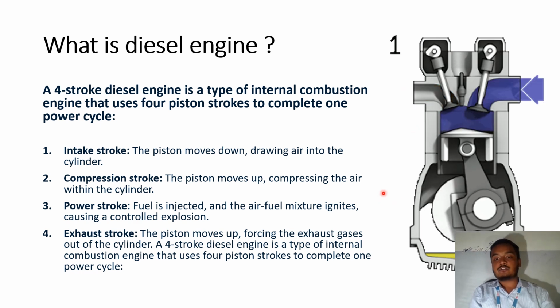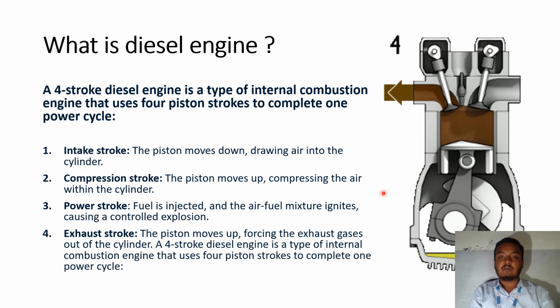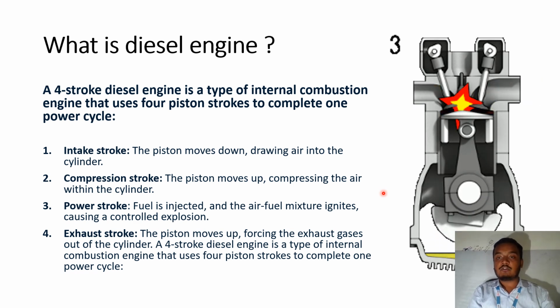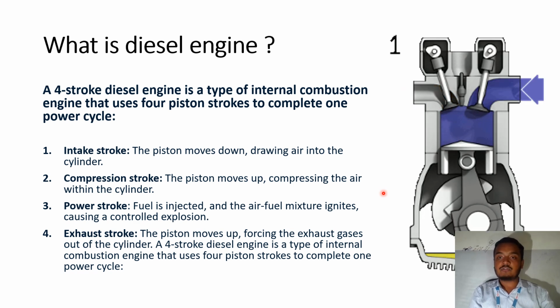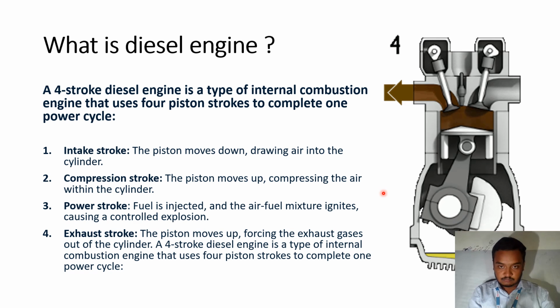Then comes the exhaust stroke. In this stroke, the piston moves up, forcing the exhaust gases out. When the exhaust stroke occurs and the piston moves upward, the exhaust valve opens and the gases inside the cylinder move outward and are released from the cylinder.